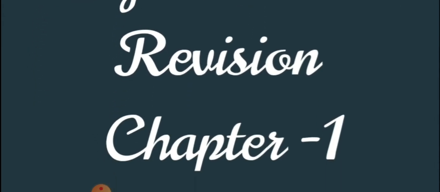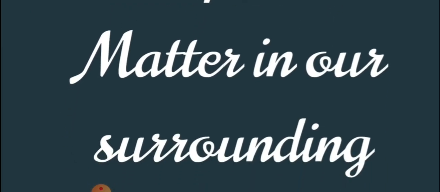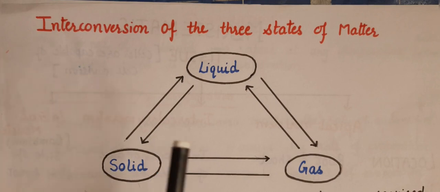Today we continue with our revision of chapter 1, that is Matter in Our Surroundings. So students, you already know that matter has 3 states: solid, liquid and gas. And you also know that these 3 states are interconvertible to each other. So let's revise again what we call that process.